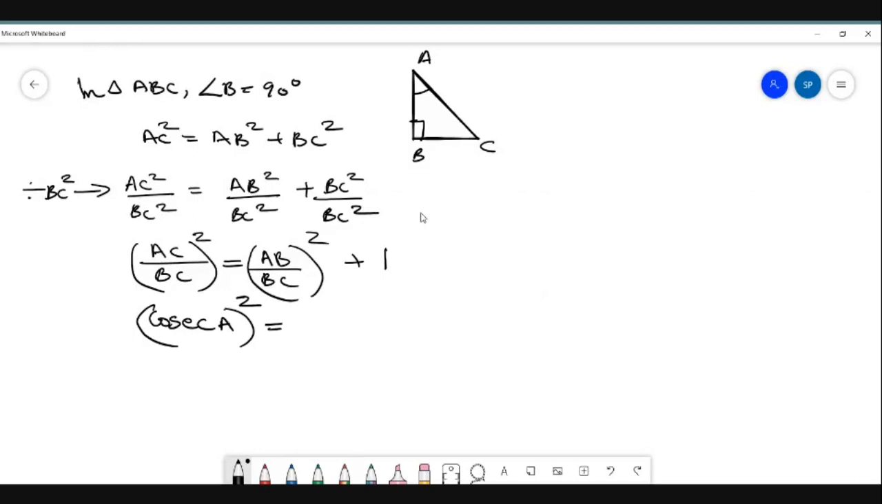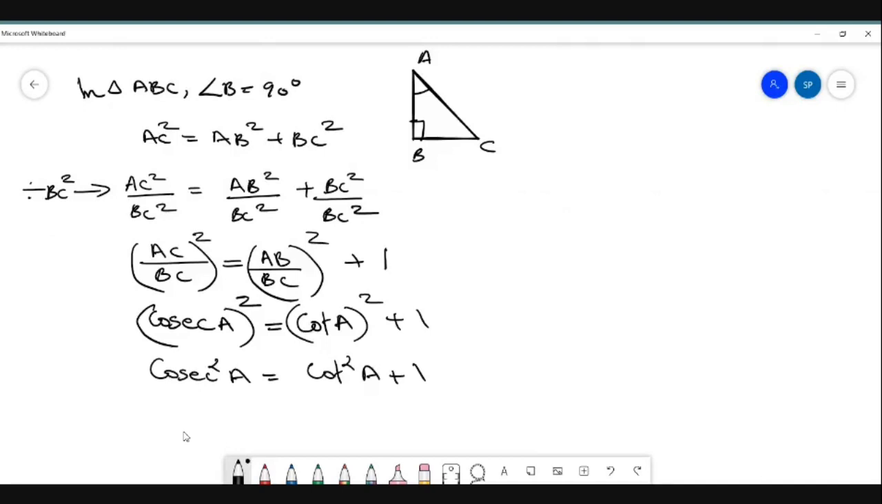Cosec A whole square equal to AB. AB is the adjacent side. Adjacent side divided by opposite side. That is the reciprocal of tan. Adjacent by opposite, that is called cot. Cot A whole square plus 1. That is cosec square A equal to cot square A plus 1. This is the third identity. Cosec square A equal to cot square A plus 1.